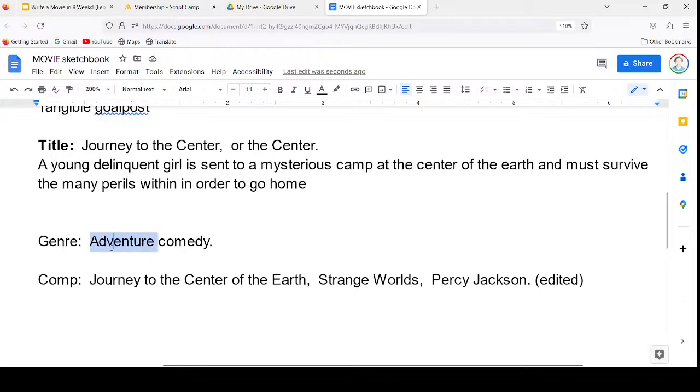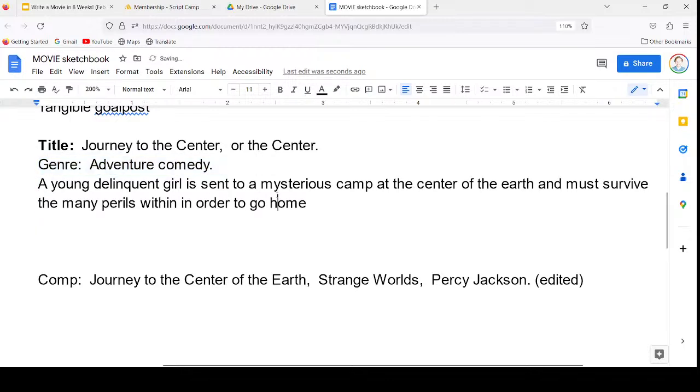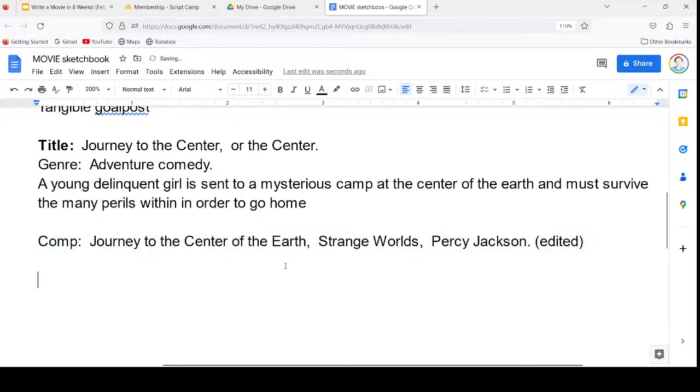A young delinquent girl is sent to a mysterious camp at the center of the earth and must survive the many perils within in order to go home.